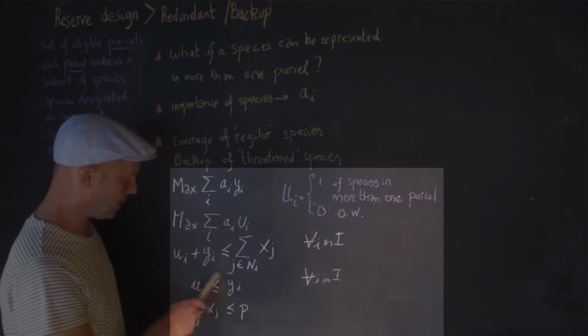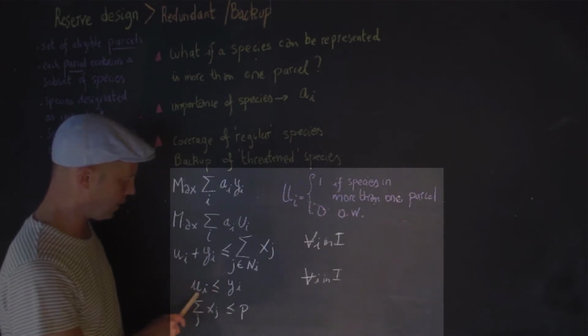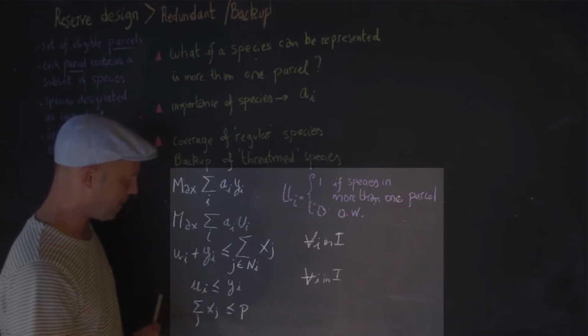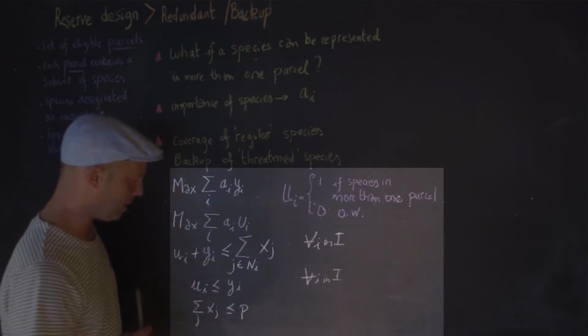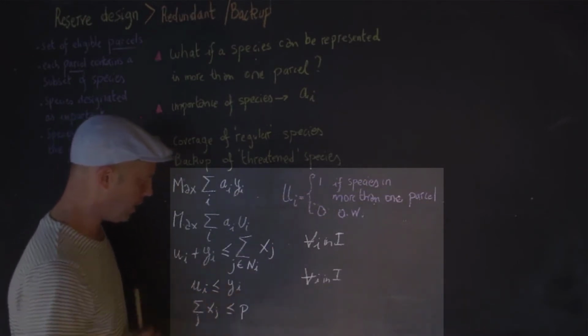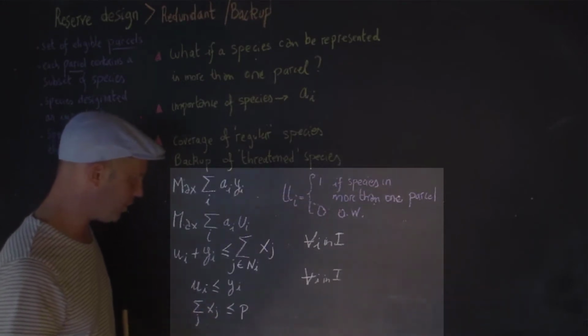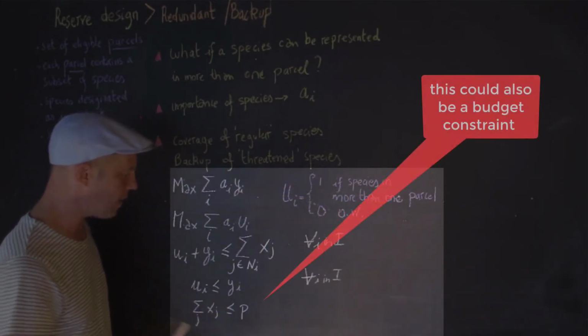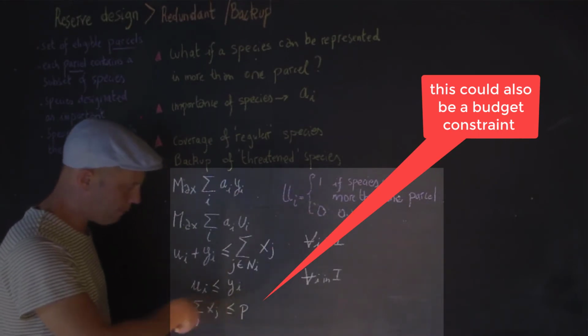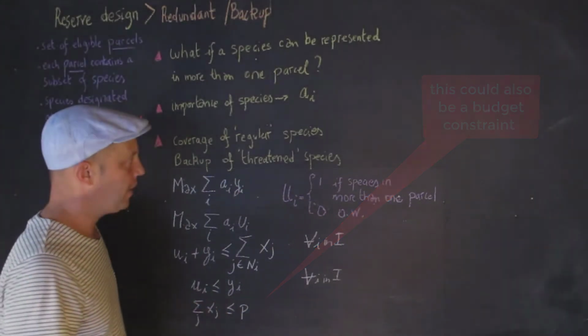Now here we're basically saying that if a species is backup coverage, it should at least be represented once, okay? And here we have a limit on the number of parcels that we can have, and we have already discussed other forms for this constraint, okay? So this is very important.